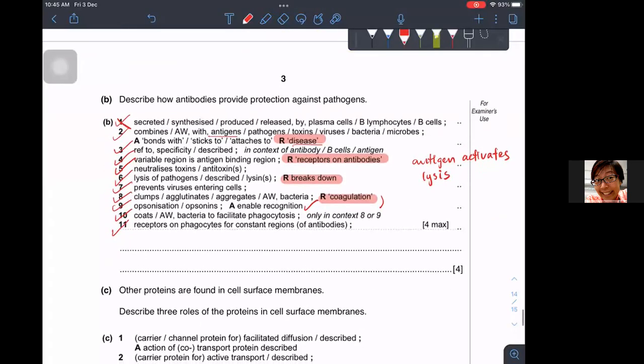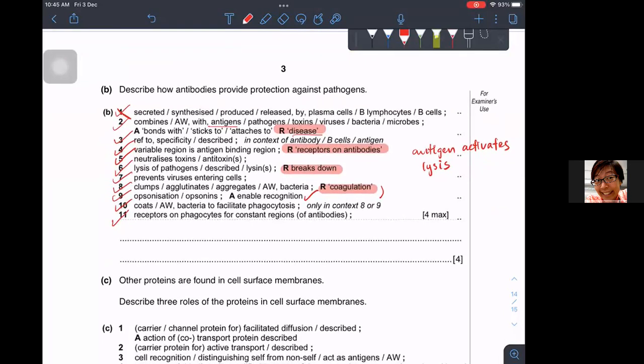You see, point number 9, opsonization. Opsonin is the name of the antibody, right? A means accept, enable recognition. So what they're trying to say here is that the opsonization of the bacteria, that means the coating of the bacteria with the antibody, enables the bacteria to be recognized by the phagocytes because phagocytes contain receptors for the Fc region of the antibody. So that's the meaning of this accept, enable recognition.